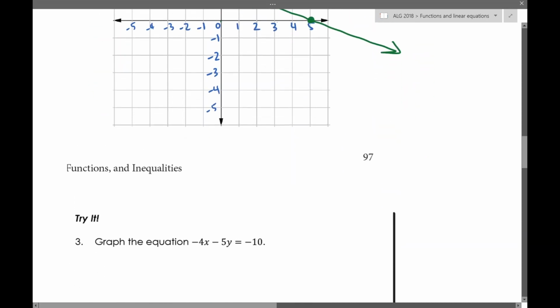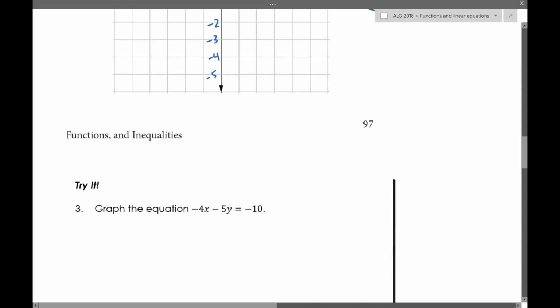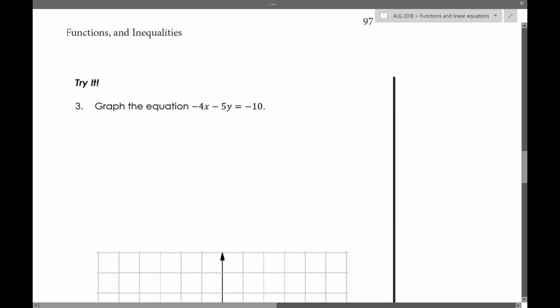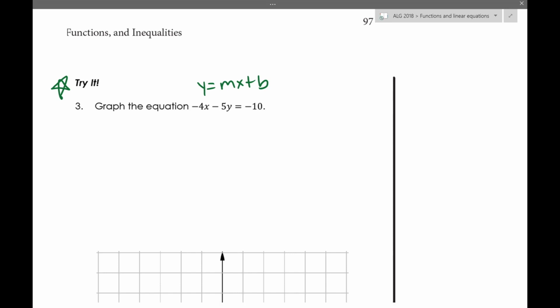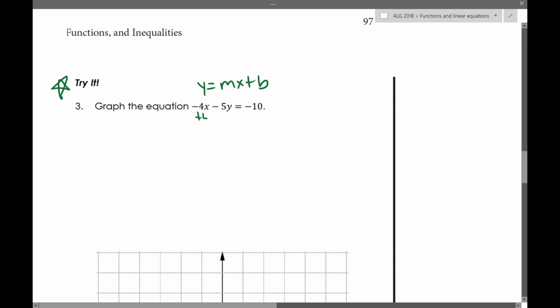You guys, I'm going to help you with this first part, and then you got to get it done. And once it's done, you have to show me. So this part, I'm going to help you with. So once again, I got to get this into y equals mx plus b form. So I need to get y by itself. So how do I get rid of the -4 and the -5? So this is a -4. I need to add 4x to both sides.